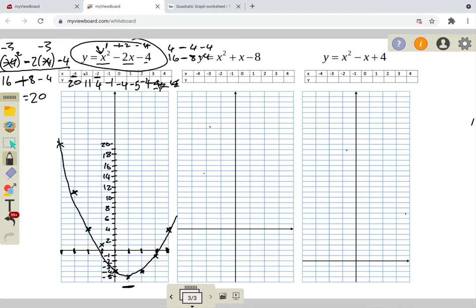Now it's easier if you do these on a calculator, putting your x value in brackets and then changing it for each value of x.